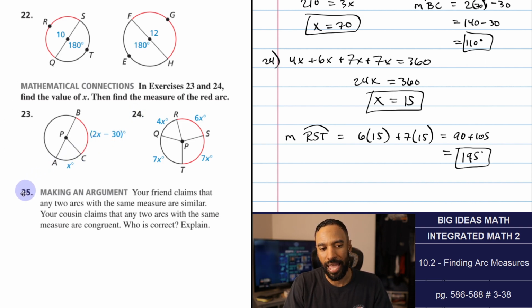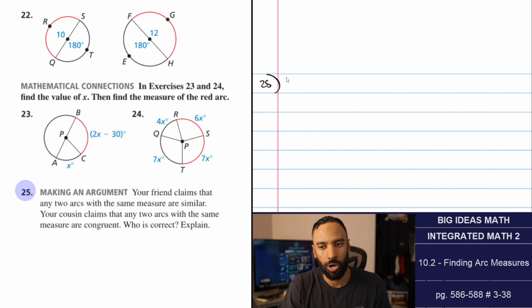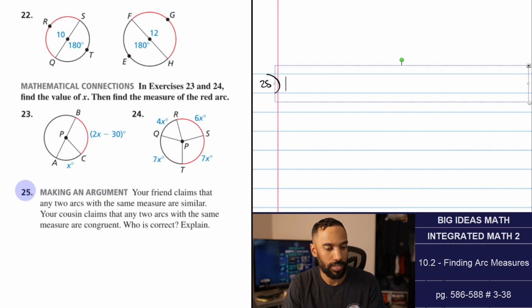Your friend claims that any two arcs with the same measure are similar. Your cousin claims any two arcs with the same measure are congruent. Who is correct? Explain. Oh, does one of them have to be correct? I don't like when my friends and cousins fight. On number 25, your friend is correct. We've already seen arcs with the same measure, but not congruent. Your friend is correct.